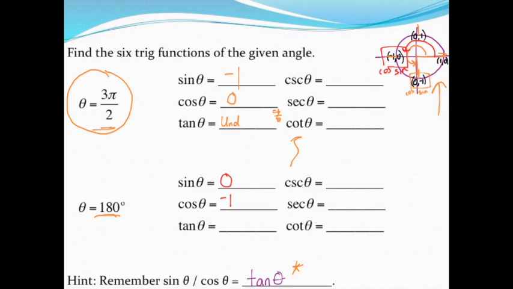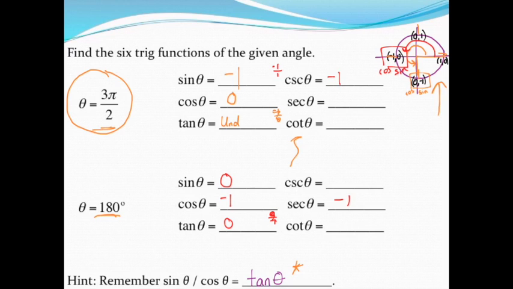And to find tangent, we remember that that's just sine divided by cosine. Well, 0 divided by -1 is just 0. Okay, so there's my sine, cosine, and tangent filled out. Let's go back and then do our reciprocals. All I have to do is flip these numbers around. If I take -1, we'll start at the top, and write it like this, -1 over 1, and take its reciprocal, well, it stays -1. -1 and 1 are their own reciprocals, so I'll just get those filled out right away.